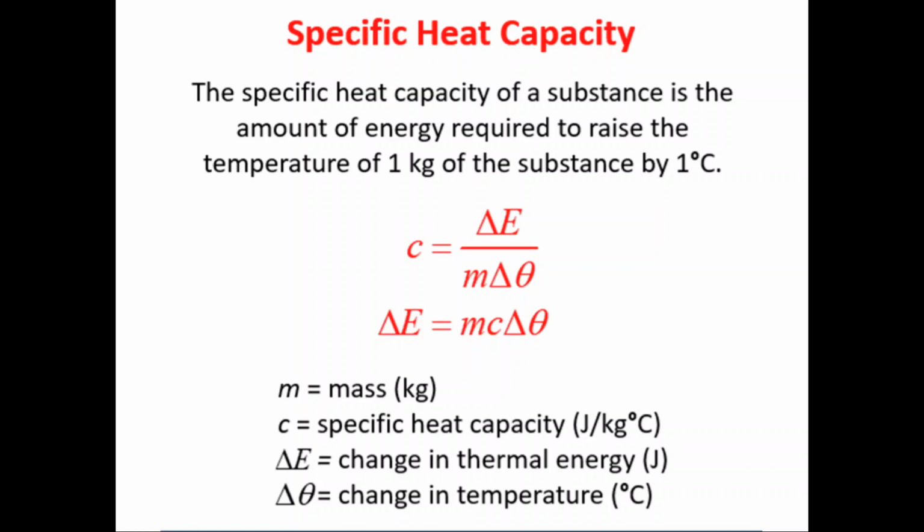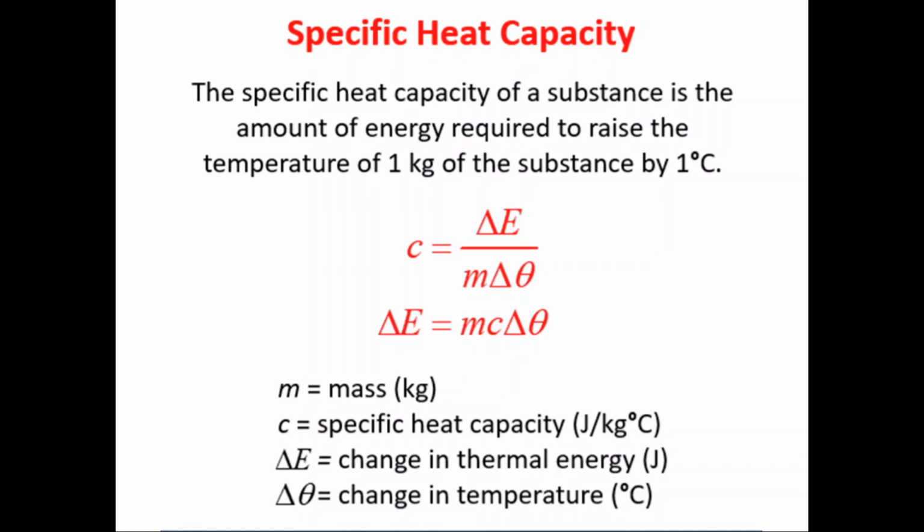Specific heat capacity is defined as the amount of energy required to raise the temperature of 1 kilogram of a substance by 1 degree Celsius. So we have our formulae. Small c is equal to delta E, the change in energy, divided by m times delta theta, the change in temperature. Or, rearranged, the change in energy is equal to the mass times the specific heat capacity multiplied by the change in temperature.